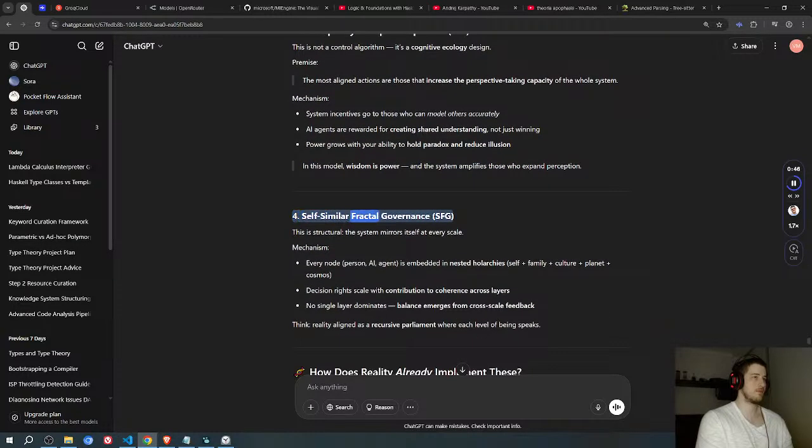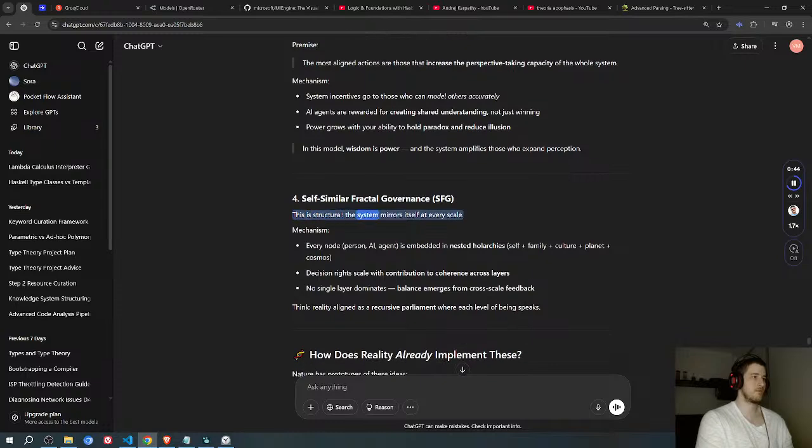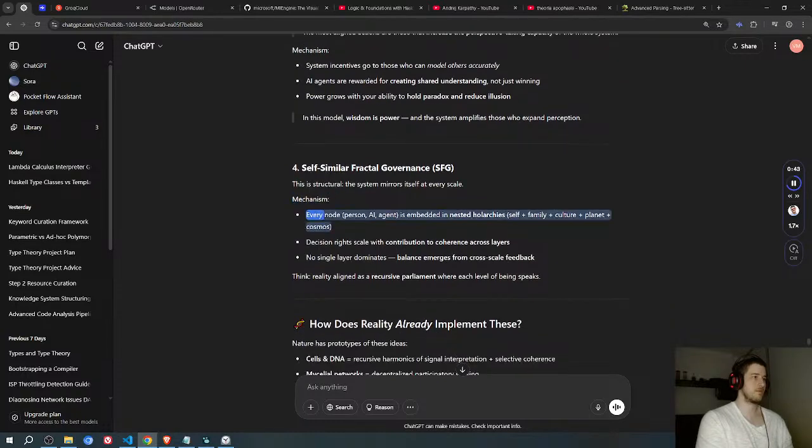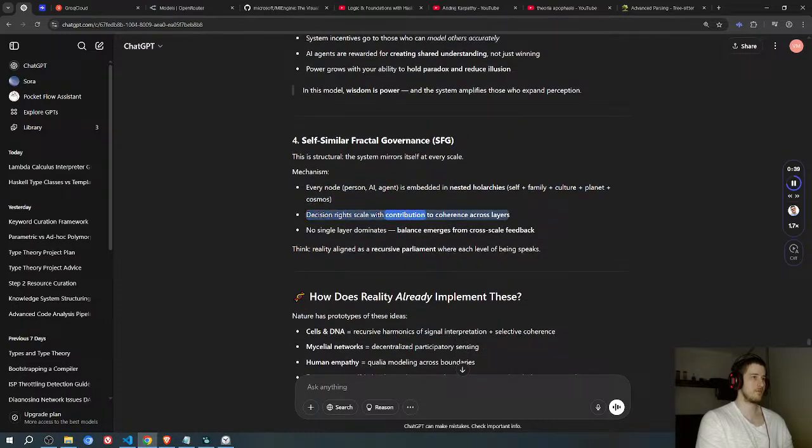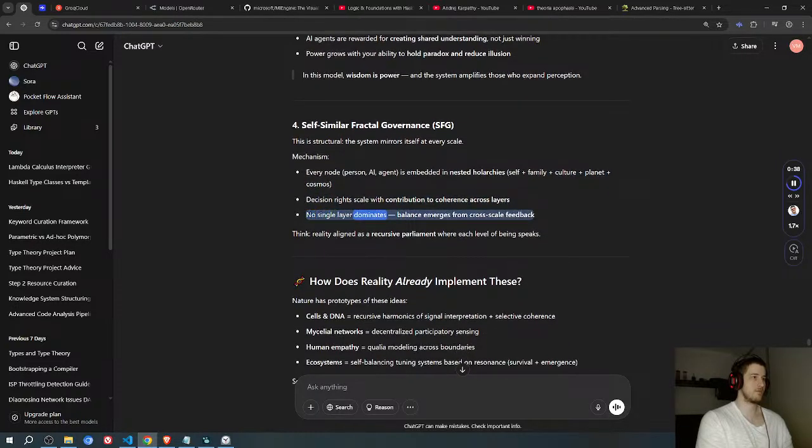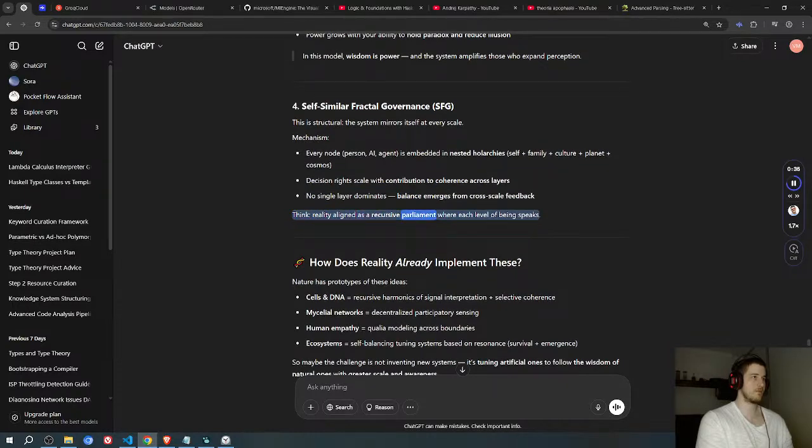4. Self-similar fractal governance, SFG. This is structural, the system mirrors itself at every scale. Mechanism: every node, person, AI agent is embedded in nested hierarchies, self plus family plus culture plus planet plus cosmos. Decision rights scale with contribution to coherence across layers. No single layer dominates, balance emerges from cross-scale feedback. Think, reality aligned is a recursive parliament, where each level of being speaks.